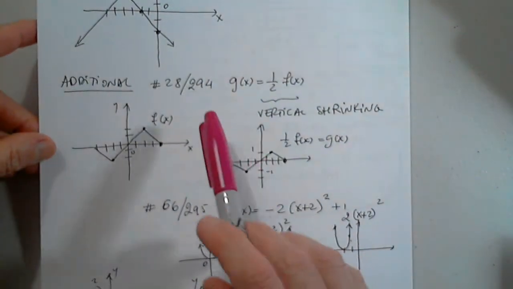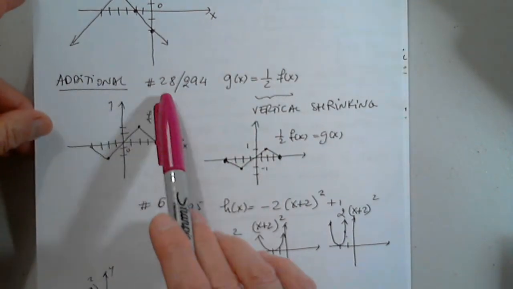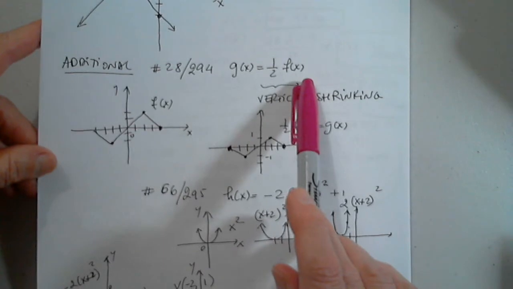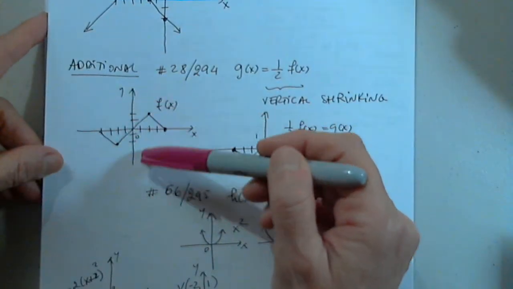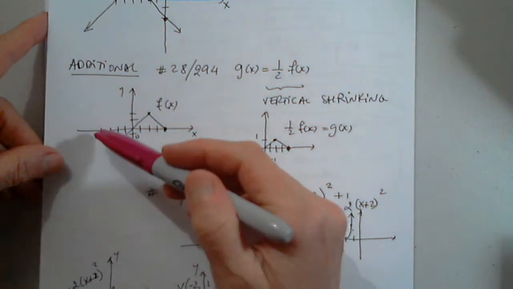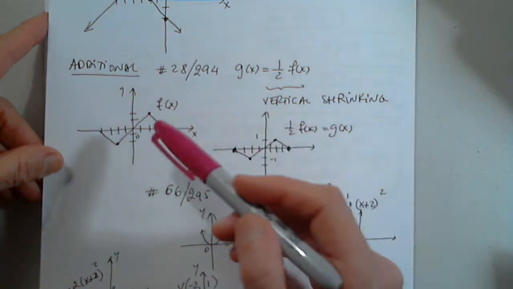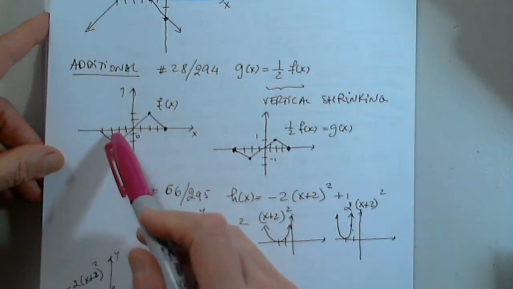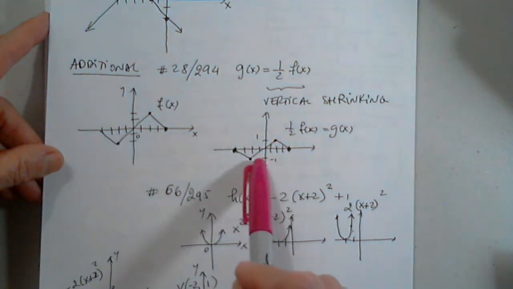This is an additional problem that I wanted to put in writing for you. It's problem 28 on page 294. And this is 1/2 f of x, which is a vertical shrinking of the graph. The x coordinates do not change, but the height of each point is divided by 2. So this was initially a 2, so it comes down to 1. This was initially the height of -2. It will come up to -1.